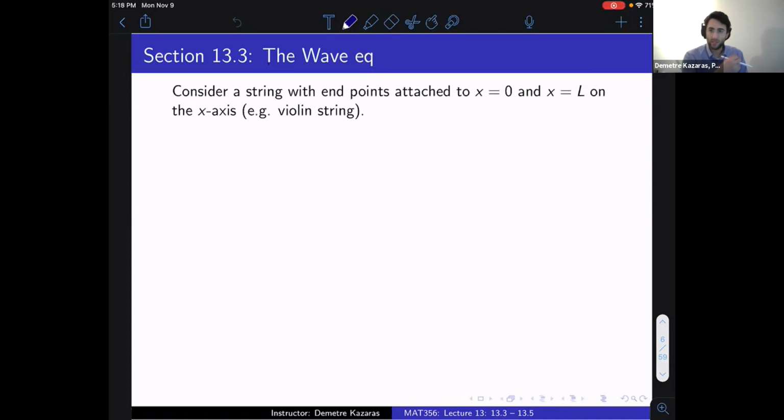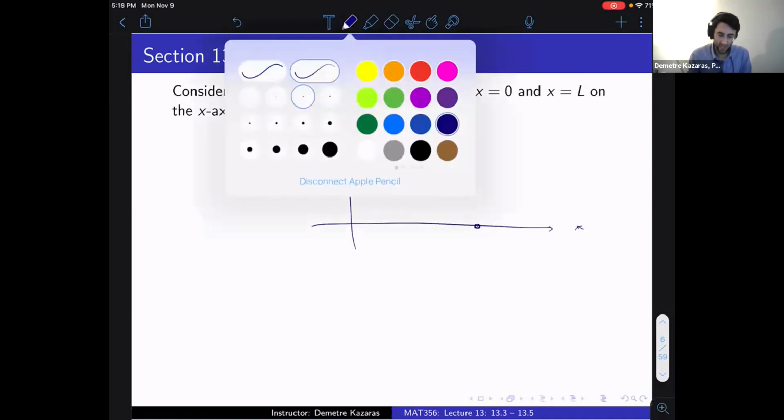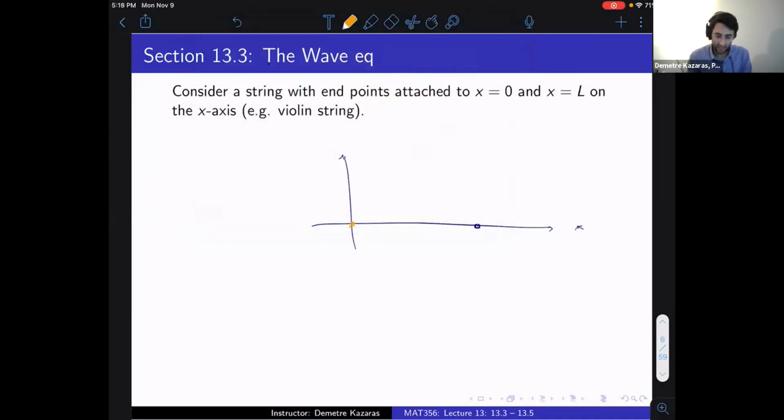The physical setup for this is the following. Imagine you have a plane here, and this is the x-axis, and you have some string that is tied down on either end, but it may be vibrating.